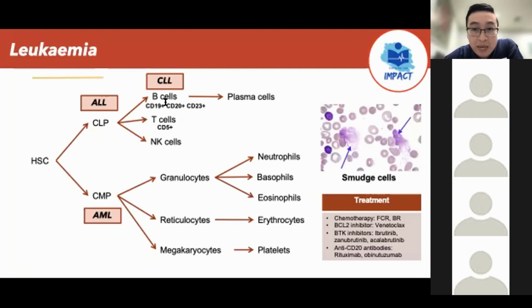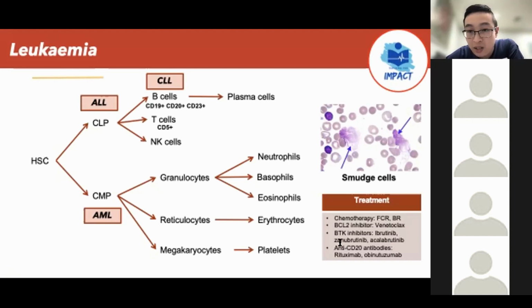The second is BTK inhibitors. BTK stands for Bruton tyrosine kinase, and there are various agents under this class of medications. Ibrutinib is probably the first in class, and then there are other novel BTK inhibitors like zanubrutinib and acalabrutinib, et cetera. The new guy on the block is pirtobrutinib, which is still in clinical trials but showing great efficacy in CLL with poor prognostic markers.